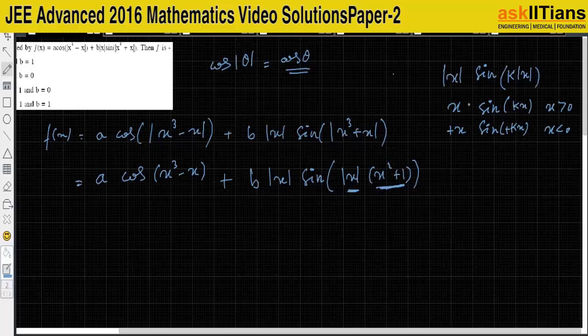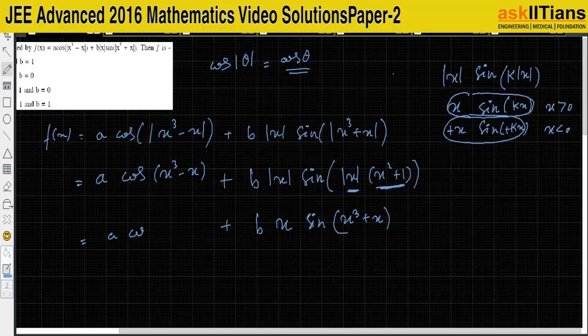So whether this mod opens with plus sign or whether it opens with minus sign, both of them will be same only. So instead of this I can simply write b times x. Again I can simply remove the mod, and this will become x times x square plus 1. So I can simply write x cube plus x, and I can remove the mod. So this is the function which was given to you, and now it looks much simpler than the question.